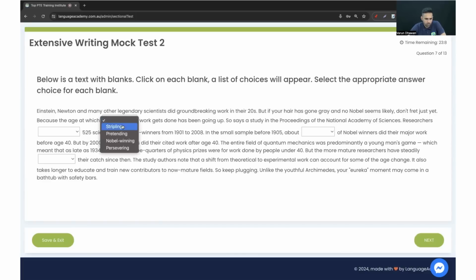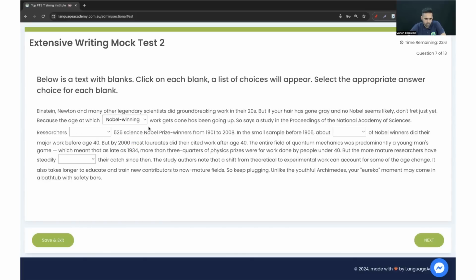Which work are they talking about? Nobel Prize winning work, right? So says a study in the Proceedings of the National Academy of Sciences. Researchers analyzed 525 science Nobel Prize winners from 1901 to 2008. So over here, they are trying to figure out at what age people normally achieve Nobel Prize winning work, or do something which helps them win a Nobel Prize.